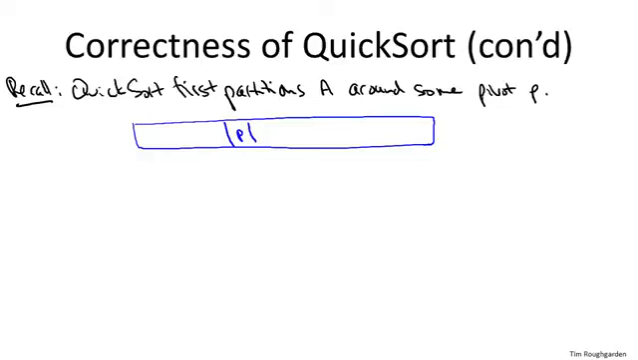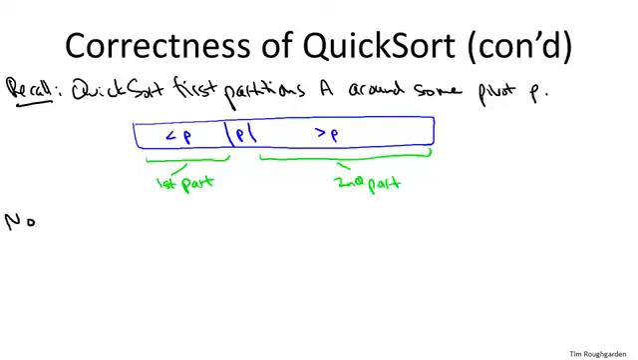The pivot is wherever it is. Everything to the left of the pivot is less than the pivot, and everything to the right is greater than the pivot. This is how things stand at the conclusion of the partitioning subroutine. So let's call the stuff less than the pivot the first part of the partitioned array, and the stuff bigger than the pivot the second part of the partitioned array.